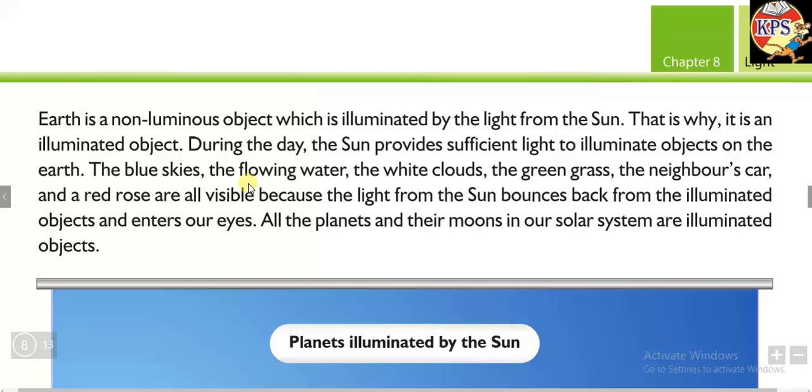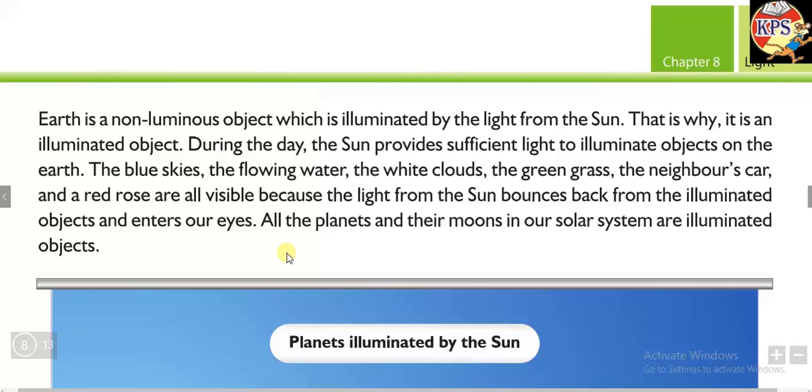The blue sky, the flowing water, the white cloud, the green grass, the neighbor's car, and the red rose are all visible because the light from the sun bounces back from the illuminated objects and enters our eyes. All the planets and their moons in our solar system are illuminated objects.